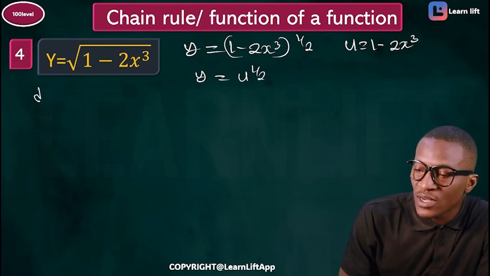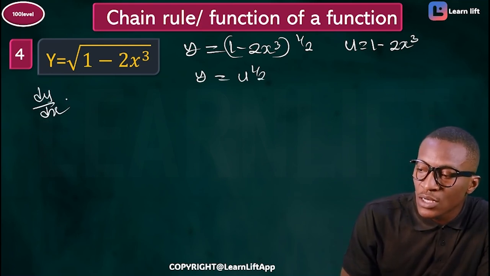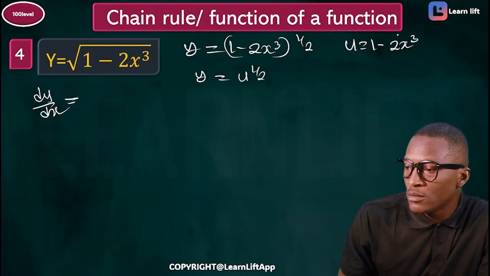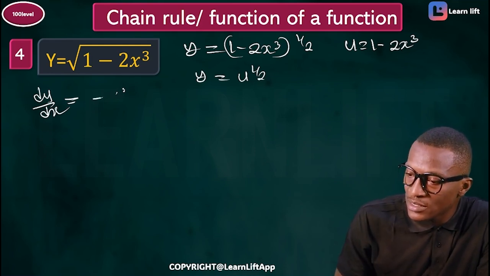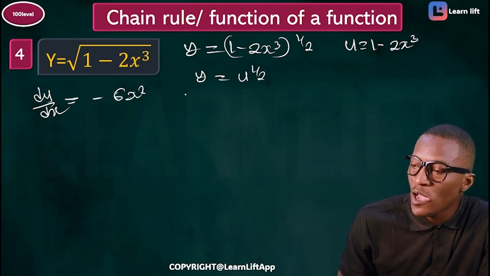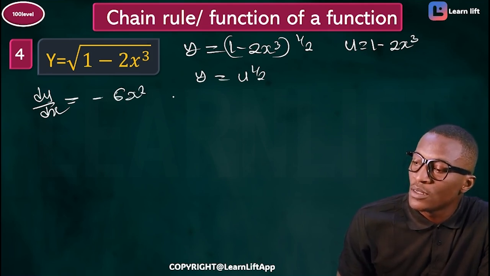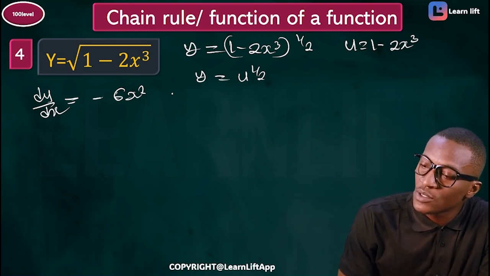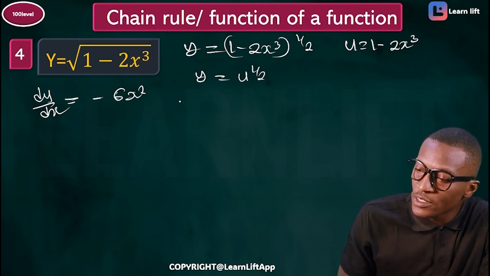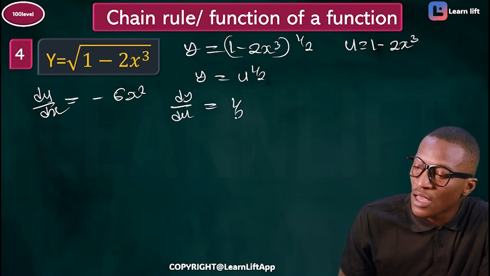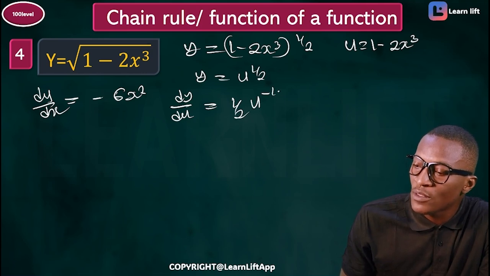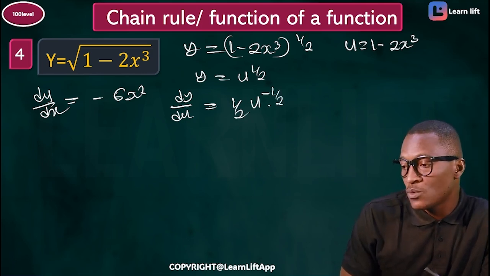So let's find du over dx. Du over dx will give me minus 6x squared. Is that correct? If you move that, that will become minus 6x squared. Now, what is dy over du? Dy over du will give me half u raised to power minus half. By now, you should know how we got that.